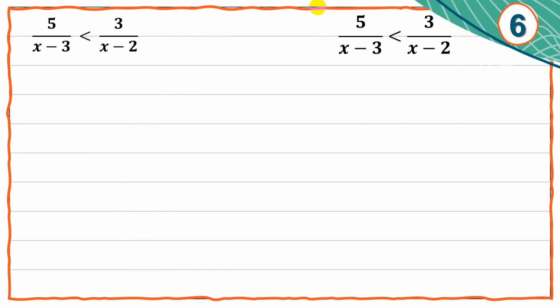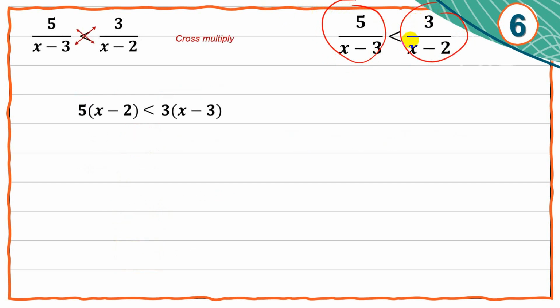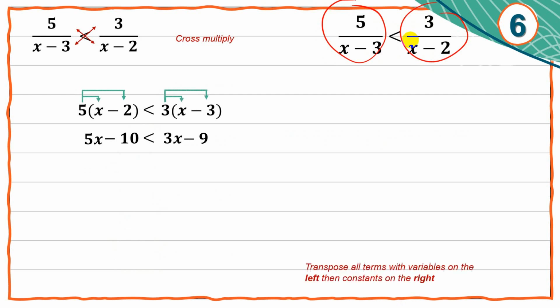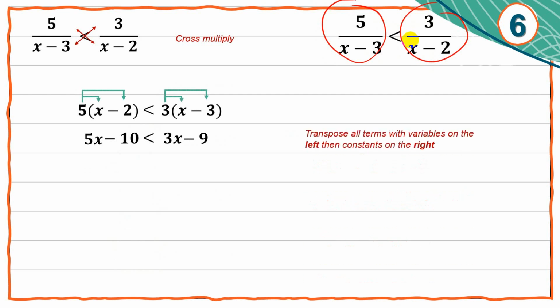Alright, so as you can see, we have a single fraction for both sides of the inequality. Okay, so cross multiply, you will have 5 times x minus 2 less than 3 times x minus 3. Distribute: 5x, and then 5 times negative 2 is negative 10, is less than 3 times x is 3x, and 3 times negative 3 is negative 9. And then put on the left side all the terms with the variable and on the right side the constants, okay?